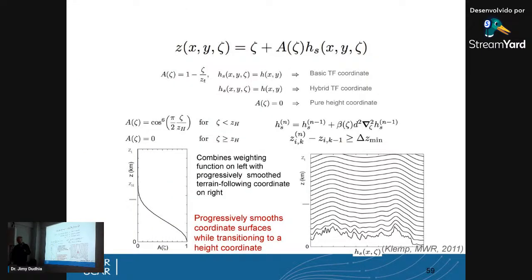The vertical coordinate is also a bit different from WRF. Basically, for the vertical coordinate they use a smoothing function of height. This is documented in Klemp's paper from 2011. So each level is smoother than the one below. So you have the complete complexity of the terrain at the bottom, but then it gets smoother and smoother until it becomes flat at some height above that. So that's given by those equations.